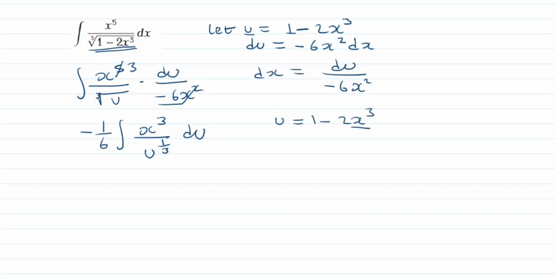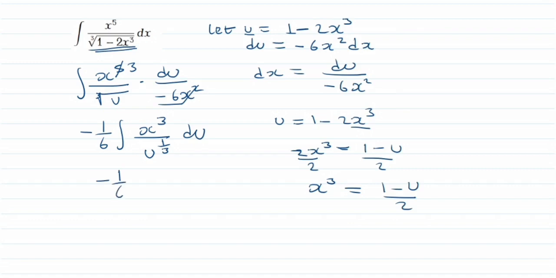So we're going to have 2x cubed, which will be equal to 1 minus u. Dividing 2 on both sides, we have x power 3, which will be equal to 1 minus u over 2. Taking this into our expression, we're going to have negative 1 over 6 integral of 1 minus u over 2, then everything over u power 1 over 3, then multiplied by du.